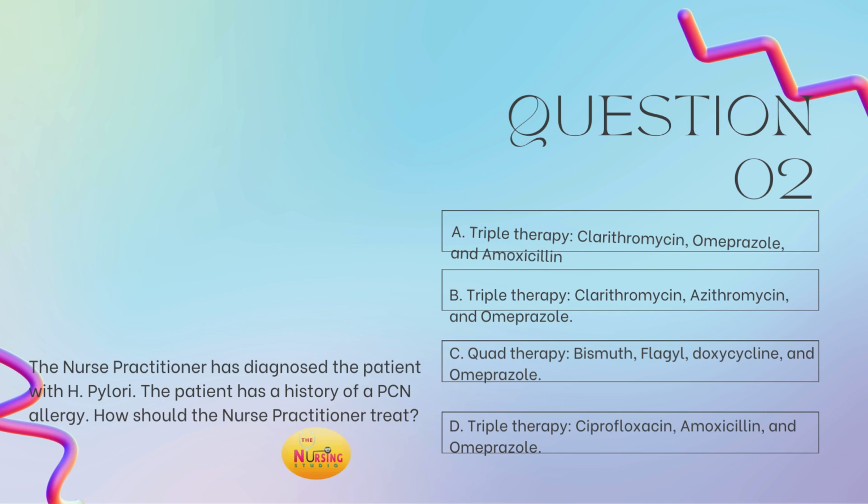All right, would you go C with the quad therapy with bismuth, Flagyl, doxy, and omeprazole? We'll hold it because that sounds about right. Or would you do triple therapy, D, ciprofloxacin, amoxicillin, and omeprazole? No, again, you know they have a penicillin allergy, so we're not going amoxicillin, and Cipro is not utilized in triple therapy. So your best answer is C, the quad therapy. Remember, with quad therapy, we do bismuth, we do Flagyl, we do a tetracycline, most commonly doxy, and a PPI, so omeprazole, right?